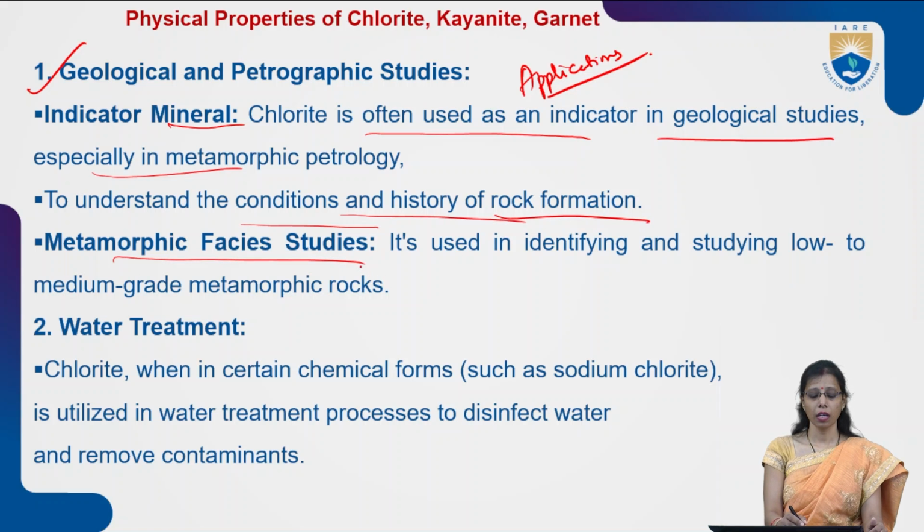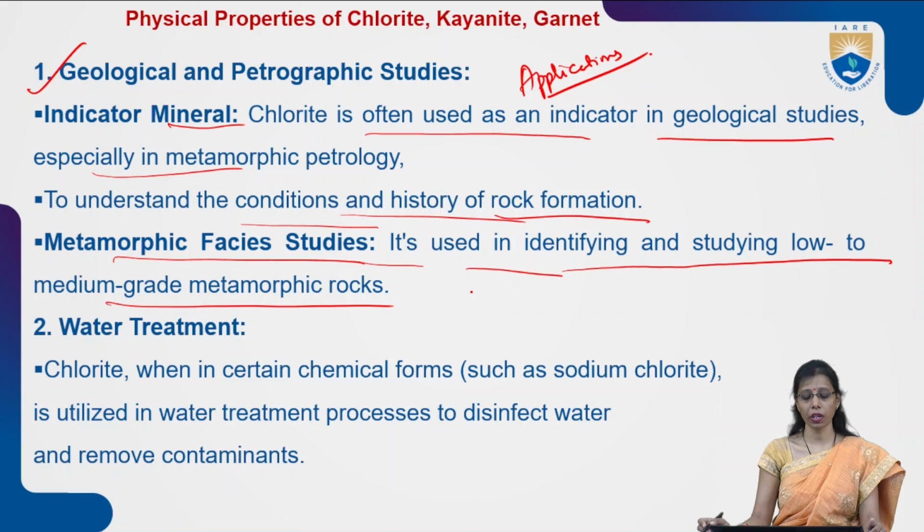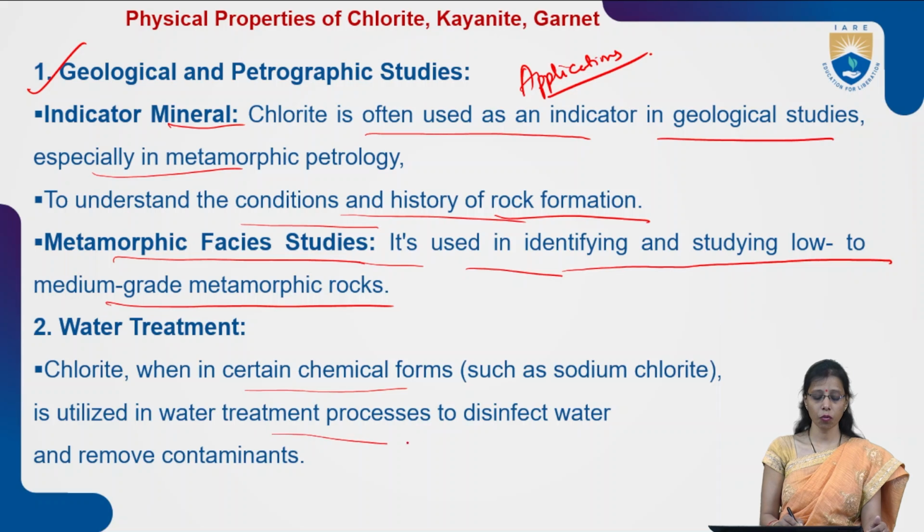Metamorphic phase studies: it's used in identifying low to medium grade metamorphic rocks. As it is found in low to medium grade metamorphic rock, it is helpful in identifying them. Water treatment: chlorite in certain chemical forms, such as sodium chlorite, is utilized in the water treatment process to disinfect the water and remove contaminants from it.